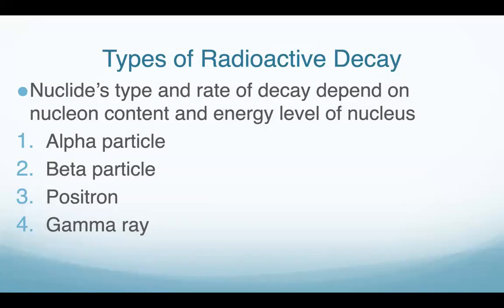If you do have a nucleus that's unstable, it goes through something called radioactive decay. The type of decay depends on the content of the nucleus and also the energy level. The 4 types of radioactive decay I'm going to go over today are alpha particle decay, beta particle, positron, and gamma ray. There's also another option called electron capture, but that's not really a decay, as you'll find out.